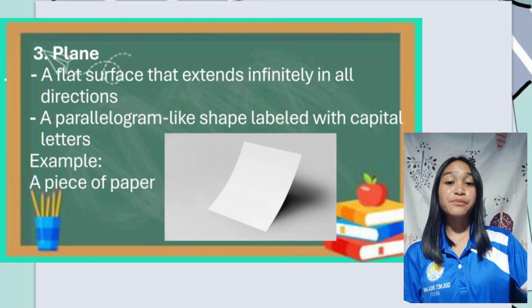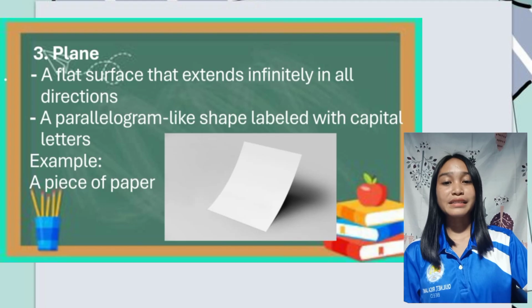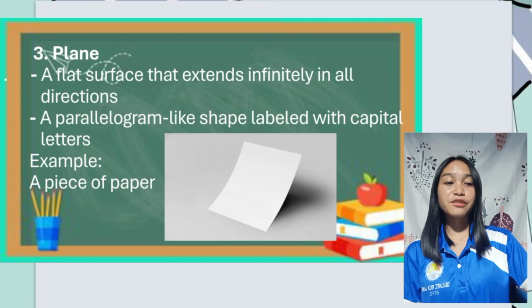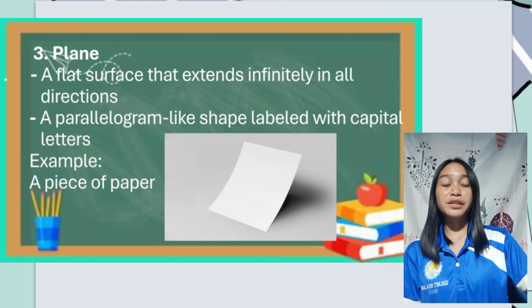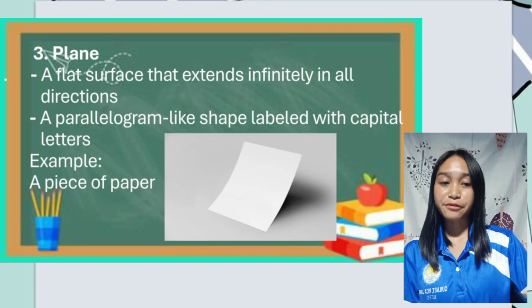And lastly, we have plane. It is a flat surface that extends infinitely in all directions. It is a parallelogram-like shape labeled with capital letters. For example, a tabletop or piece of paper represents a plane in real life.